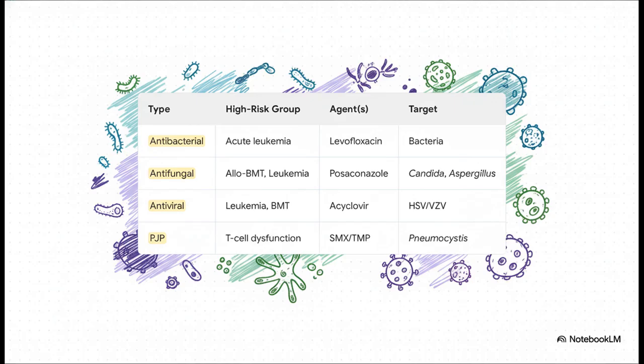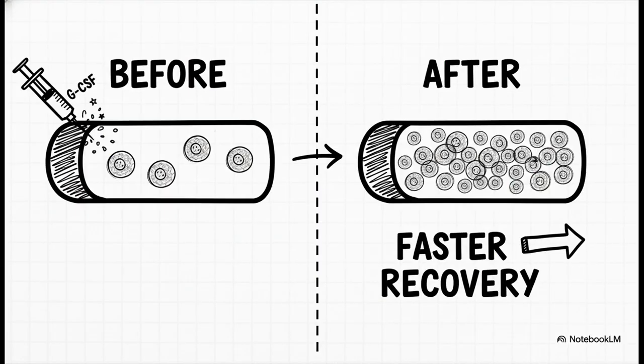Acyclovir was pretty standard to stop herpes viruses from reactivating, and for anyone with a major T-cell defect, you have to protect them against PJP, usually with trimethoprim sulfamethoxazole. Another key way we can support these patients is by using drugs to shorten that window of danger. Colony-stimulating factors, or GCSF, they don't fight bugs themselves, but they're like a boot camp for the bone marrow, helping it pump out new neutrophils much faster.